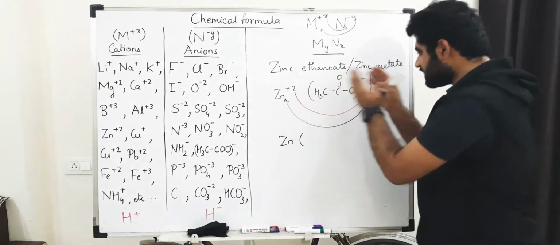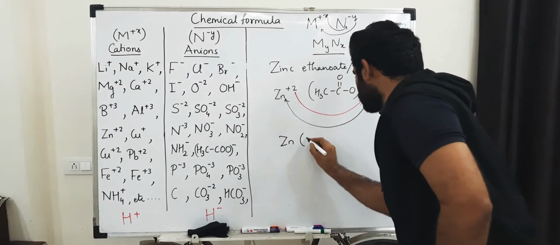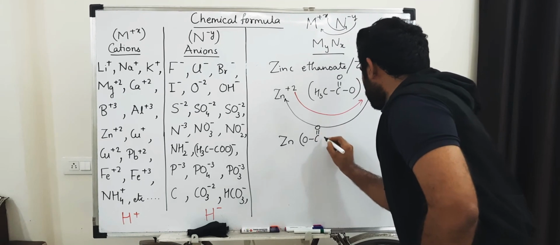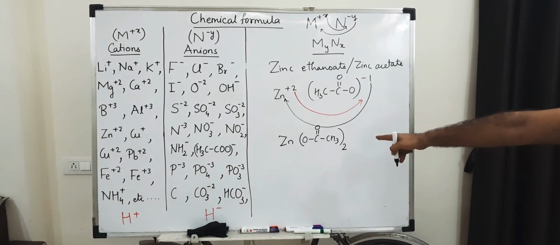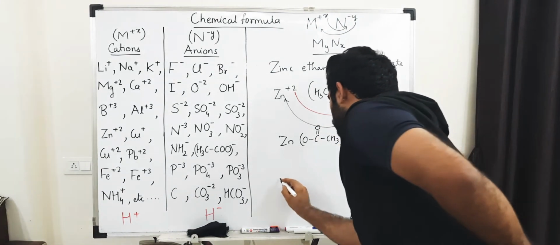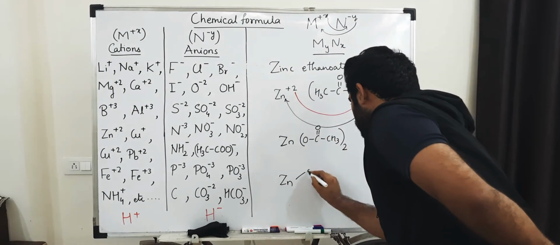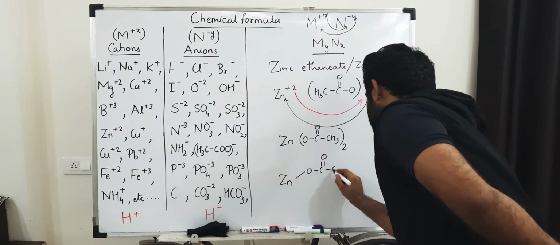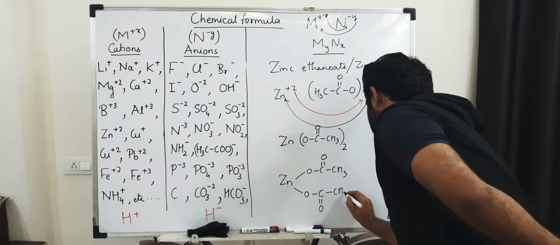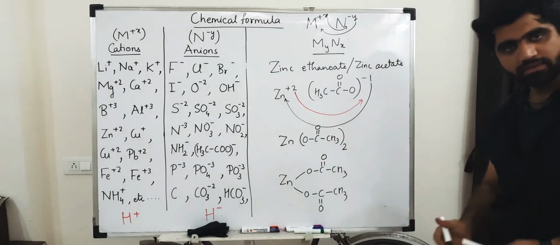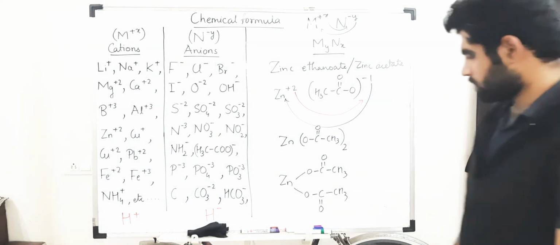So either write zinc at this side or invert the molecule. Okay, so I invert it. O C double bond O CH3 whole twice. If I open this and write, it is very interesting. It means zinc is connected to 2 acetate ions. Therefore Zn O C double bond O CH3, O C double bond O CH3. See, this is your zinc ethanoate. It means 2 ethanoates are required to connect with 1 zinc.